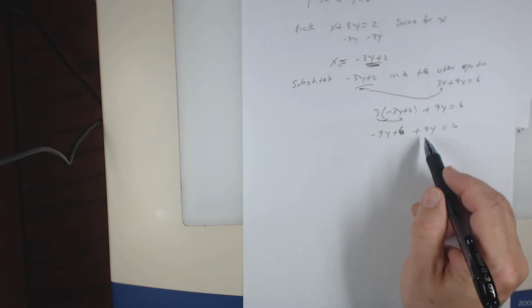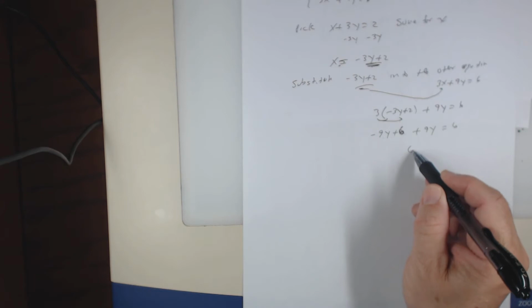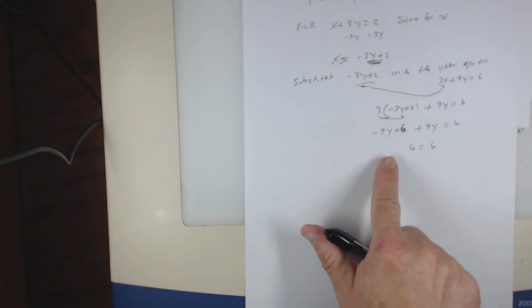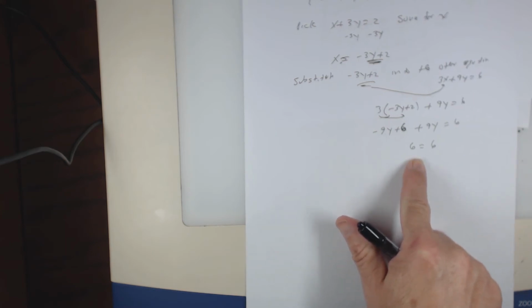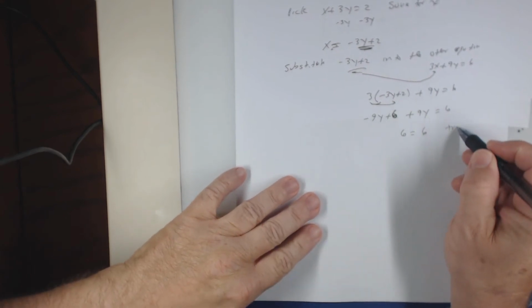Combine like terms. What's negative 9y and a positive 9y? So the variables disappear. So what's left? 6 equals 6. Okay? Remember, when we solved equations, we talked about that if the variables disappear, then either you get what? All real numbers, or you can get what? No solution. You have to determine which one it is, because this equation is a true statement. That's a true statement, right?